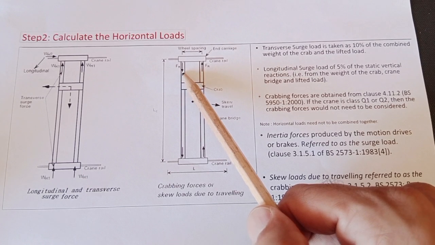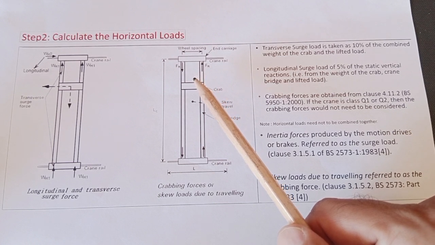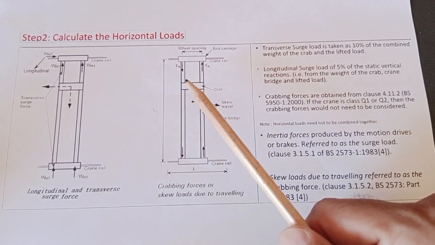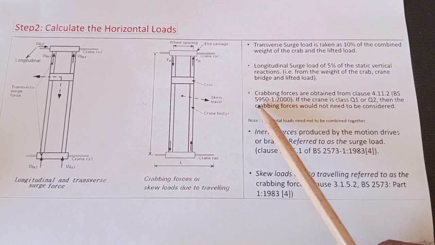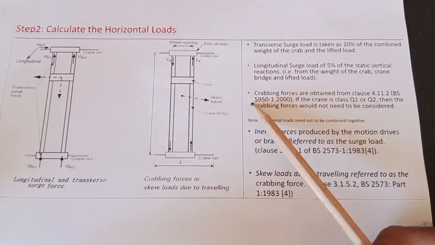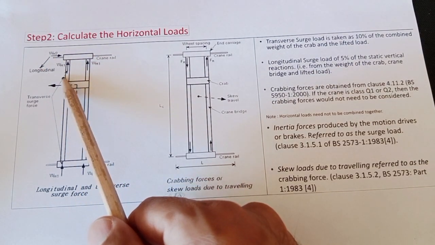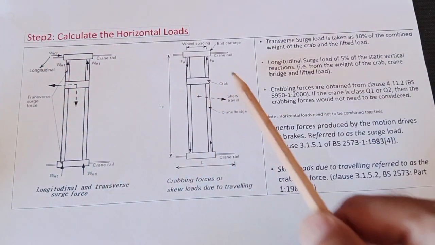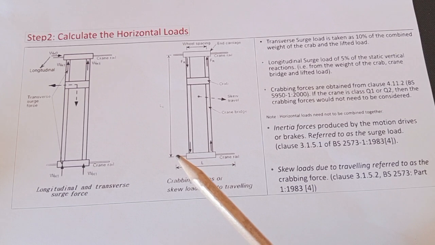And for crabbing force, we don't take in account for Q1 and Q2, but if it is Q3 and Q4 classification, we need to have these loads. And for calculation of this one, we need to refer to 5950 British code. But anyway, for horizontal loads, always we need to take WH1, WH2 as inertial loads for brakes and movement, and crabbing force for just Q3 and Q4. And one more important thing, that we never combine horizontal loads in one combination. It's coming in next slide.